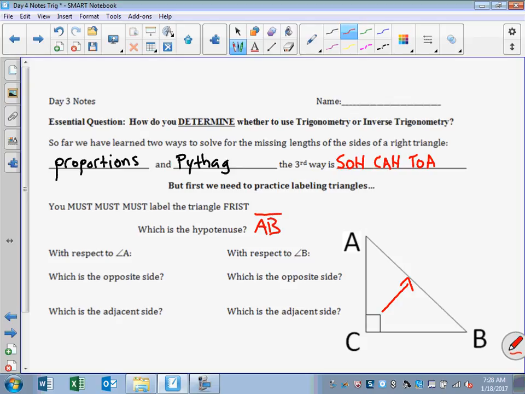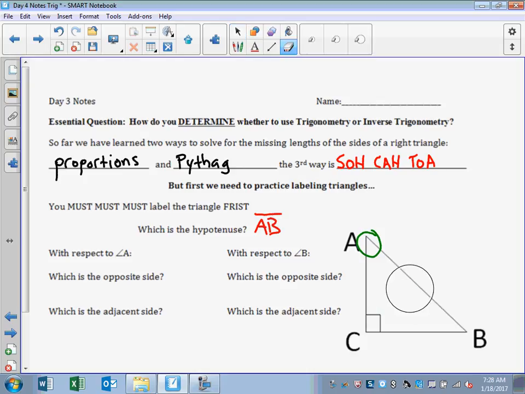Now, it tells us under that to focus on two different angles, and it asks us two questions about each angle. So first, it says with respect to angle A. We're going to first look at angle A. The first question is which is the opposite side? So which side is opposite angle A? If you look across from it, opposite from it, is side CB.